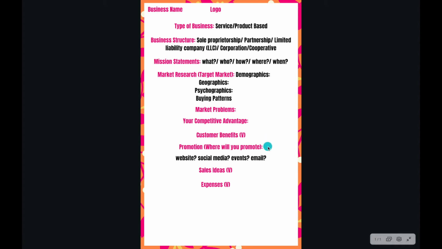The next section is promotion. Where will you promote? Website, social media, events, email. You can use infographics to figure out where your target market is on. Infographics will tell you there's this percentage of women on Facebook, this percentage of men on Facebook. Really do your research and find out where your target market is.